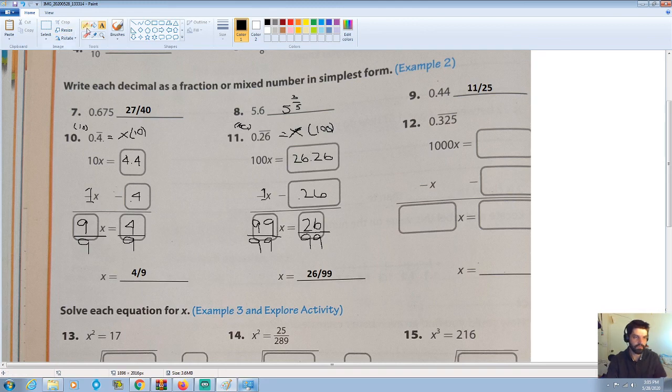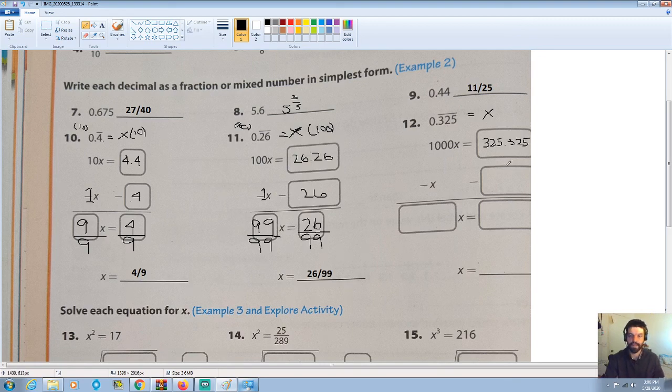Alright, let's look at the last one here. So we have 0.325 repeating. It's the same strategy. We're going to set 0.325 repeating equal to x. So we're going to have 1000x is equal to 1000 times 0.325 repeating. So that's going to be 325.325. Oops, sorry, it's a little messy. So 325.325.